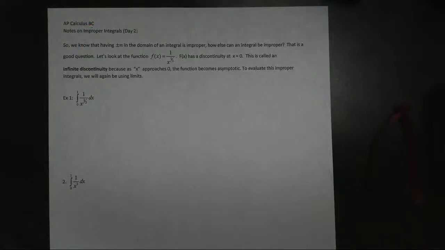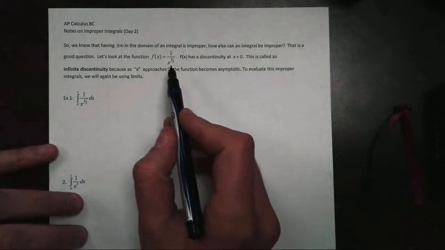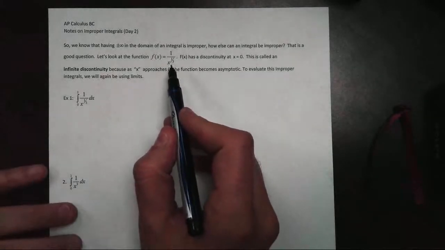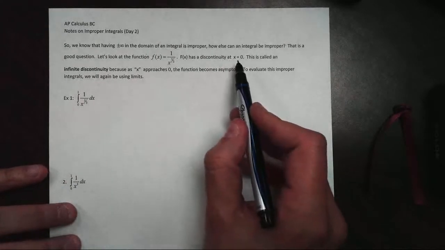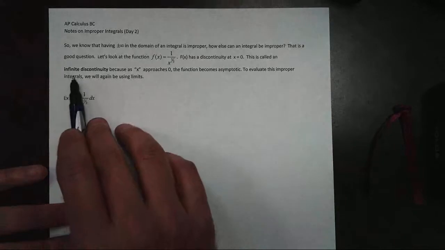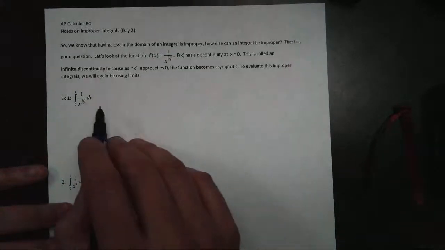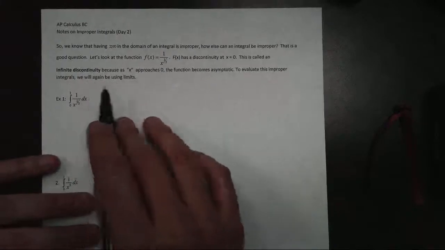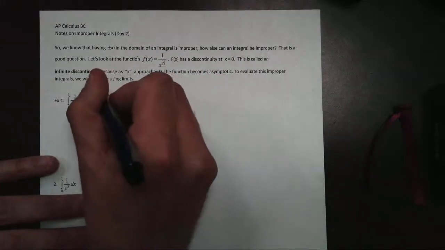Alright, so we talked the other day about improper integrals when we have infinity in the domain. So let's take a look at what happens if we have infinity at an asymptotic discontinuity, such as our example here, 1 over x to the 1/3, where x cannot be 0. Again, we call these asymptotic or infinite discontinuities because as we approach 0, we're going to get an asymptote. For example, if I were to sketch this graph right here, at 0, it's an asymptote, and we would get something like this.